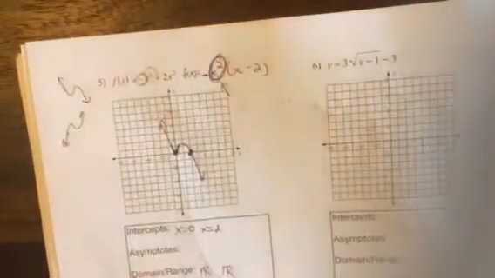This is a square root function. Let me turn on the light. The clouds are coming outside and it's making this hard to see. Maybe that makes it a little bit better.